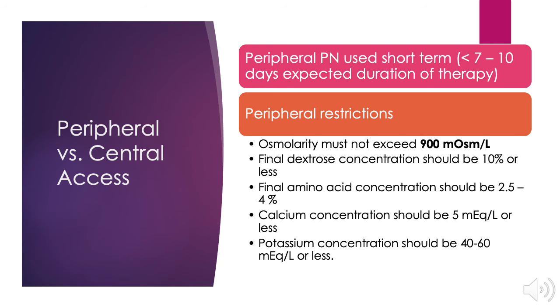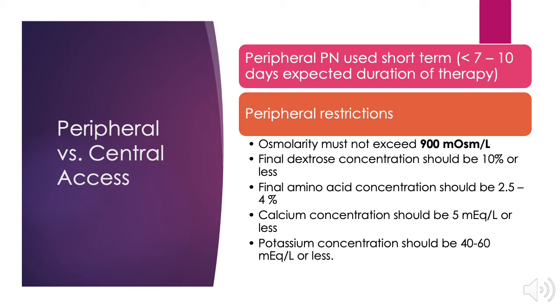There are two main forms of parenteral nutrition formulas, peripheral parenteral nutrition or central parenteral nutrition, otherwise known as TPN. PPN, peripheral parenteral nutrition, is normally used short-term for a period less than 7 to 10 days. And there are several restrictions that come with using a peripheral formula. The osmolarity must never exceed 900 milliosmoles per liter.